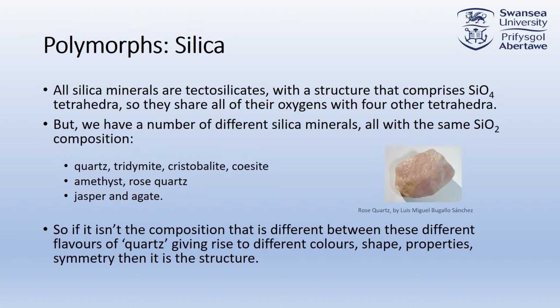So we have our classic quartz, tridymite, cristobalite, and coesite. We have different varieties of colors. So you saw amethyst the other day, and we also have rose quartz. And here on this side, this picture is an example of rose quartz. And we also have different crystal sizes, so things like jasper and agate. So if it isn't the composition that is different between these different flavors of quartz, which gives rise to all these different properties from colors, shape, and symmetry, then it must be the structure of the atoms in that arrangement.